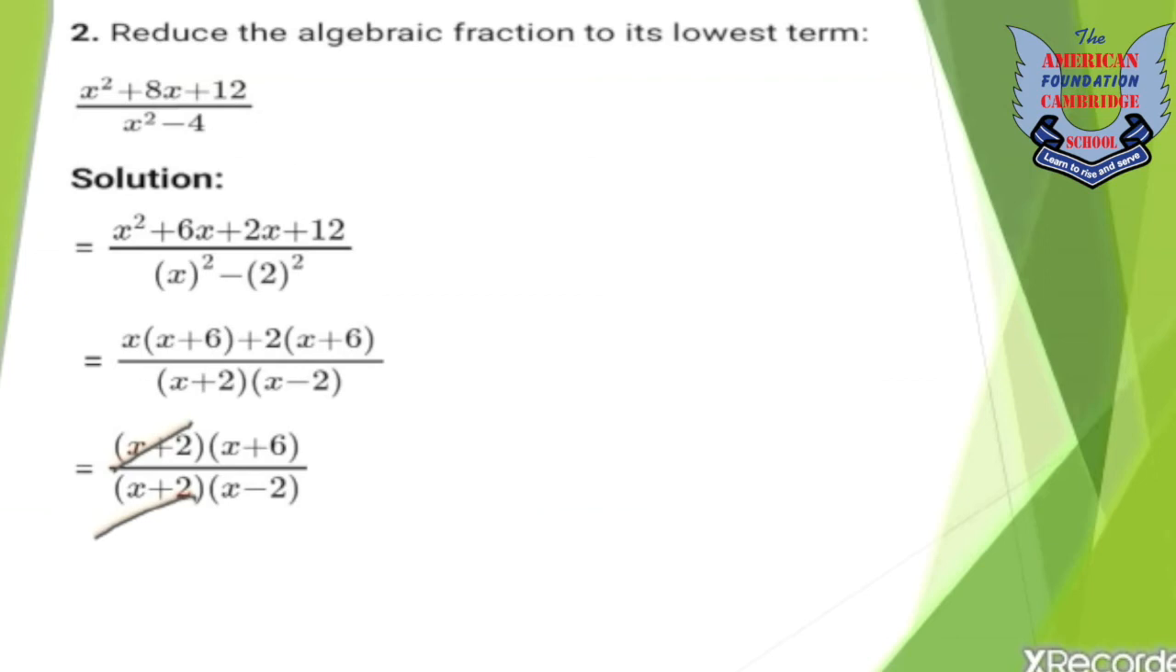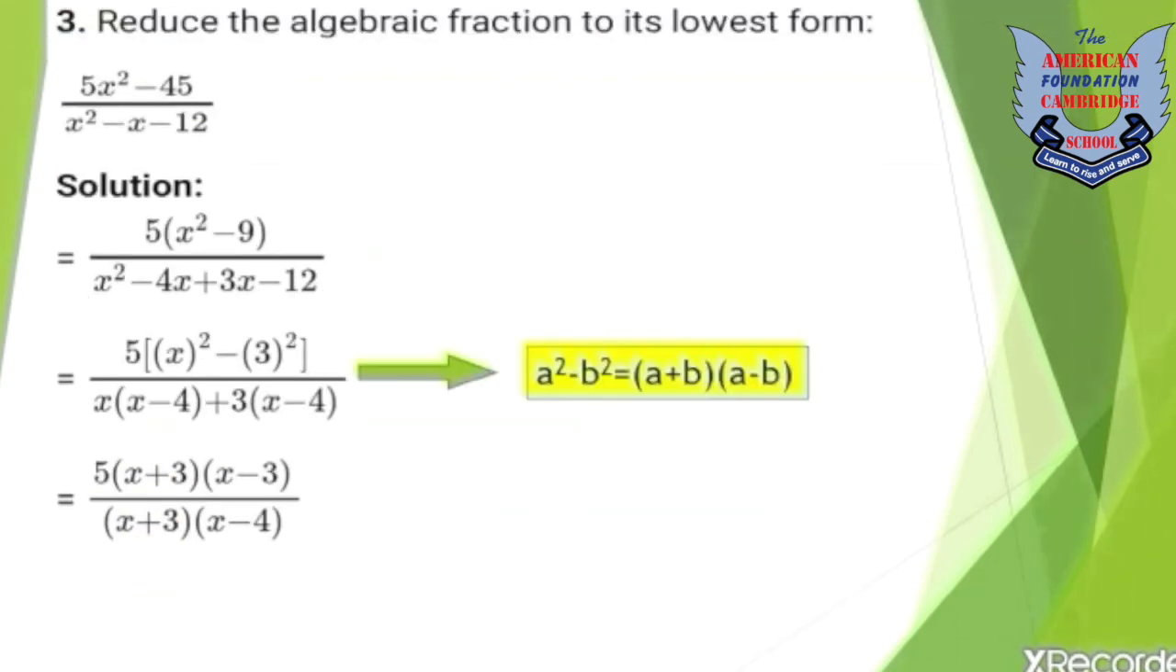X plus 2 will be cancelled and you will have x plus 6 upon x minus 2 as your answer. Example number 3. 5x square minus 45 upon x square minus x minus 12. Extract the common factor 5 from the numerator and you will have x square minus 9 inside the bracket. The denominator, x square minus x minus 12, can be factorized by splitting its middle term minus 1x into two terms, minus 4x and plus 3x.